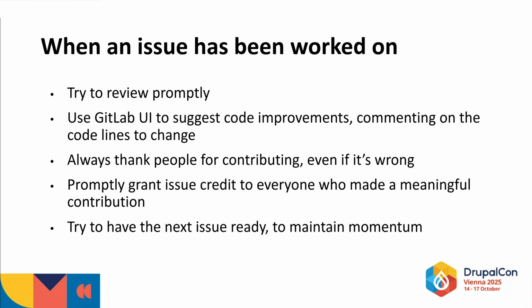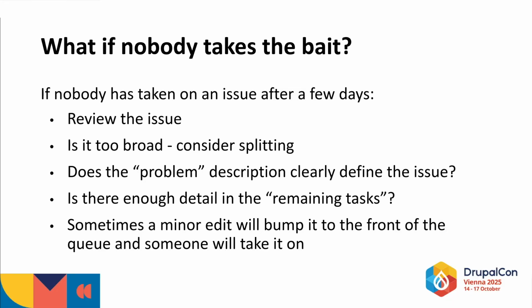When an issue has been worked on, try and review it as quickly as you can, keep things moving. Use GitLab. You can comment on individual lines of code and make suggestions there. That's really helpful. Always thank people for their contribution, even if it's going in the wrong direction. When it's closed, promptly grant credit. Reward everybody who's made a meaningful contribution, and try and keep your module moving forward. So have the next issue ready for people to start working on.